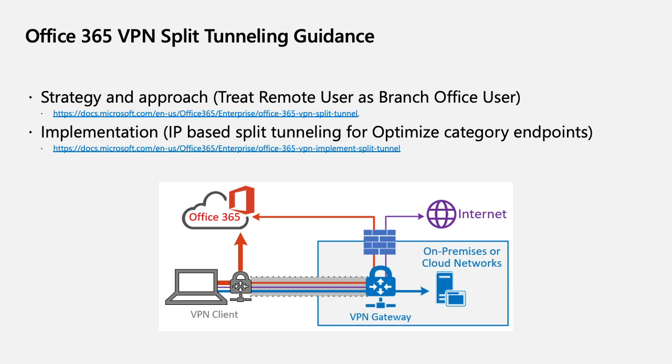The traffic to the optimized endpoint set is often high in volume, and this is the traffic that's latency sensitive and requires an optimized network path. By sending this traffic direct, you are able to reduce the stress on your VPN infrastructure and enhance the end user experience for your remote users.